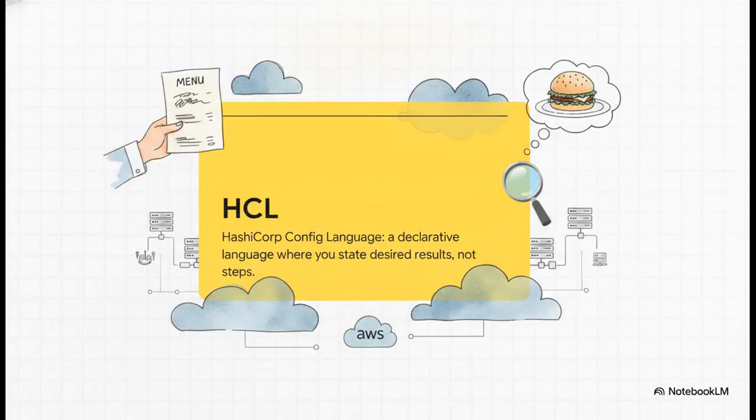Now, to actually talk to Terraform, we use HCL, which stands for HashiCorp Configuration Language. You'll usually see these saved as .tf or .tf.json files. The absolutely crucial concept to grasp here is that HCL is declarative. Think of it like looking at a restaurant menu. When you sit down, you don't march into the kitchen and give the chef a step-by-step tutorial on how to chop onions or grill a patty, right? You just declare what you want. You order the burger. That is exactly how HCL works. You just state your desired end result, like a specific AWS instance, and Terraform acts as your master chef, handling all the complicated how-to steps behind the scenes.